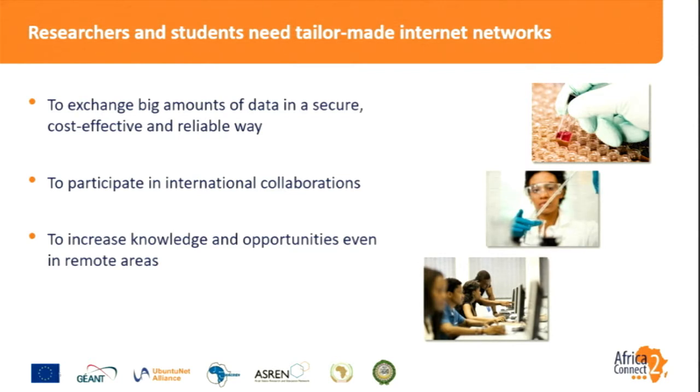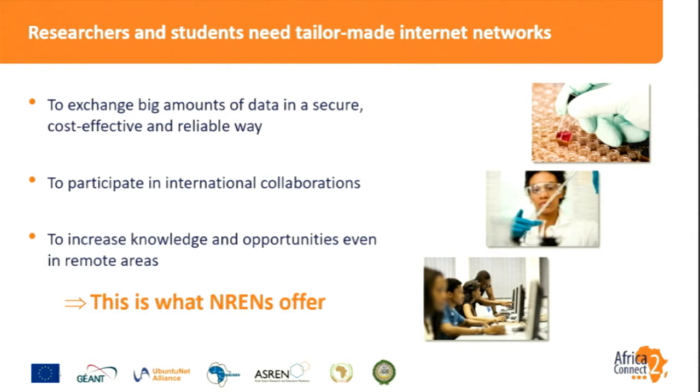data today is increasingly immense. There are data flows, and they call it the data tsunami. So we need to be able to exchange big amounts of data, and research data needs to be exchanged in a secure and cost-effective and reliable way, but definitely in a secure way. And a lot of the talks we've had in the last couple of days were about the security of networks. But also, of course, you need NRENs because you want to participate in international collaborations. And you need to increase knowledge and opportunities in remote areas.